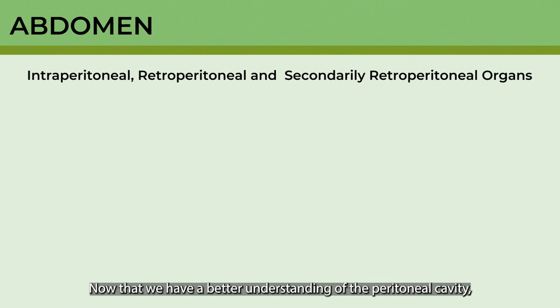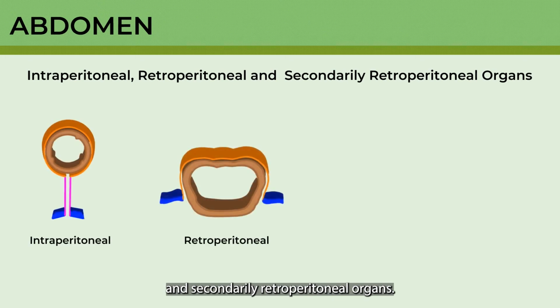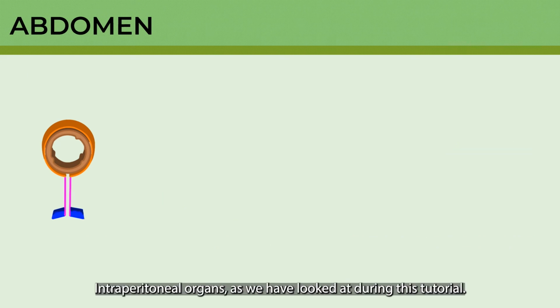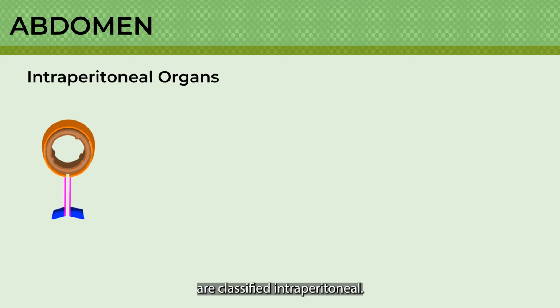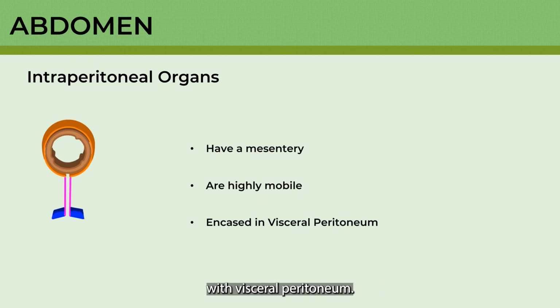Now that we have a better understanding of the peritoneal cavity, we need to address intraperitoneal, retroperitoneal, and secondarily retroperitoneal organs. Intraperitoneal organs, as we have looked at during this tutorial, are classified intraperitoneal because they meet the 3 criteria. They all have a mesentery, therefore they are all highly mobile, and they are completely encased with visceral peritoneum.